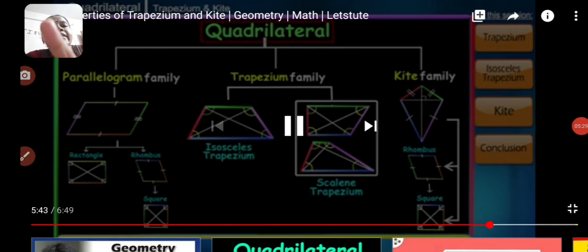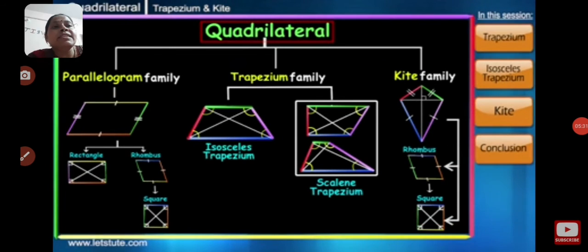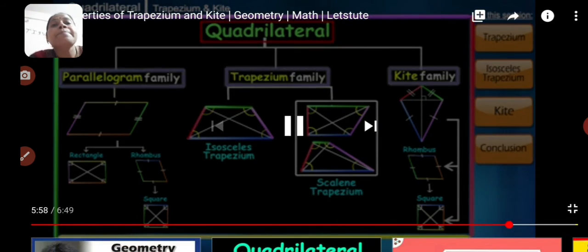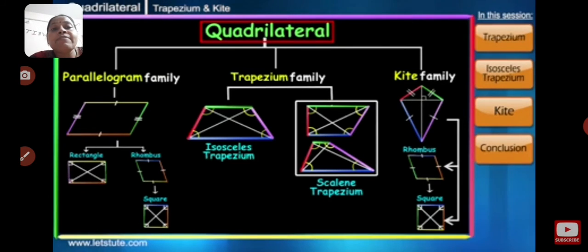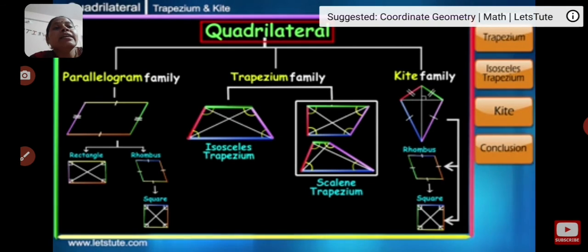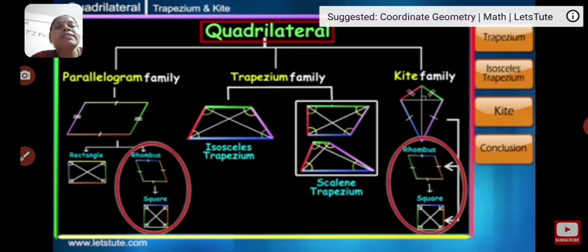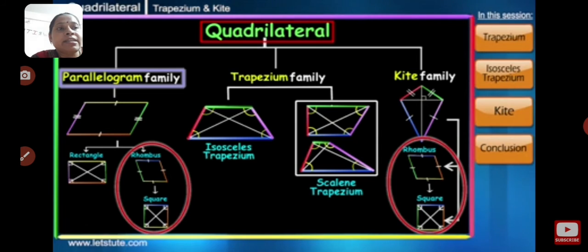You have understood the parallelogram family, trapezium family and kite family. In the kite family, rhombus and square are there. In the parallelogram family, rhombus and square are there. And in the trapezium family, isosceles trapezium and scalene trapezium. Understand? But in the parallelogram family, there are this type of rhombus and square, and in the kite family, I will show you how a kite becomes a rhombus and square. Understand? Okay.